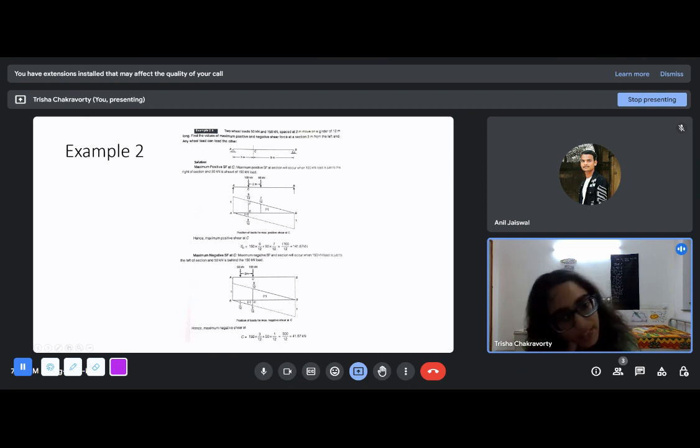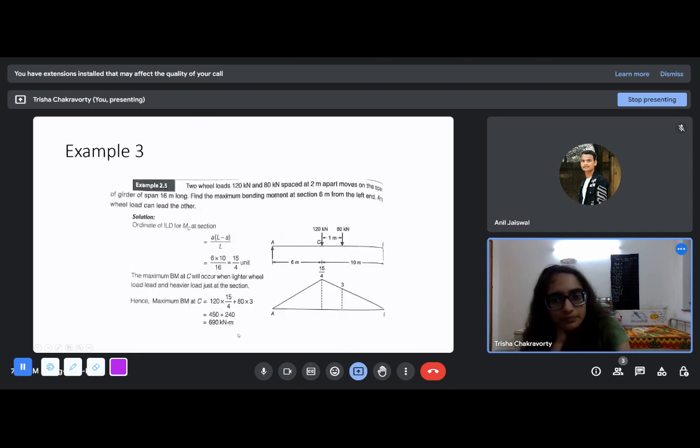Now, if we want the maximum negative shear force at C, what will we do? We will again put the 150 here only, just to the left of C, so that we get to utilize this maximum negative ordinate. So we put 150 here and we put the 50 here because this is also a negative ordinate. So they will add up in the negative direction. So 150 into minus 3 by 12 plus 50 into minus 1 by 12. And this magnitude is the maximum negative shear force.